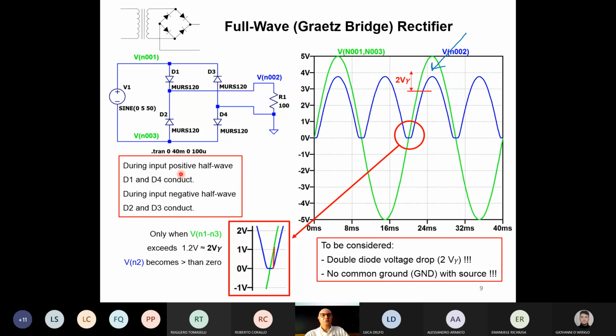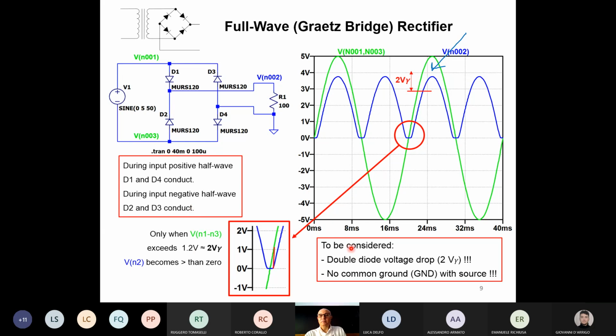It's written here. During input positive half wave, D1 and D4 conduct. During input negative half wave, D2 and D3 conduct. I forgot, it was already there, but okay. Anyway, these slides are optimized for you. I hope that you can follow the different concepts, and then when you have to remember, everything is written more or less there, or you can take notes.